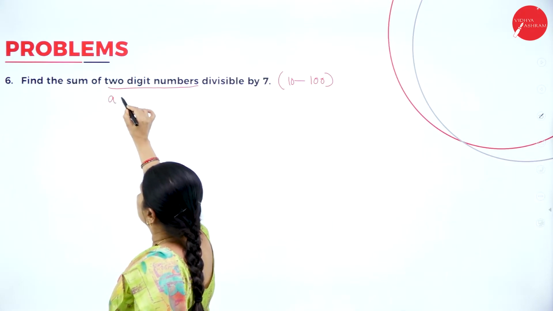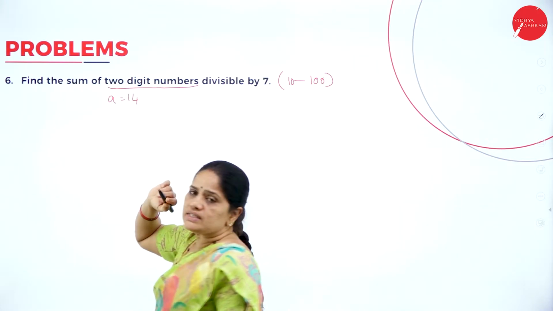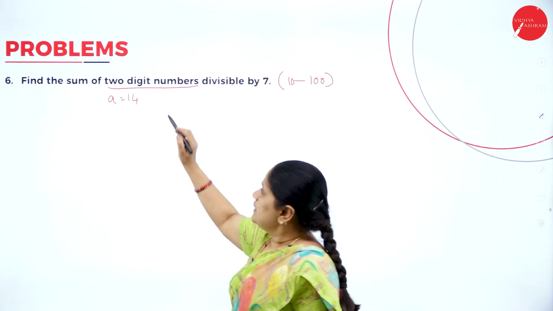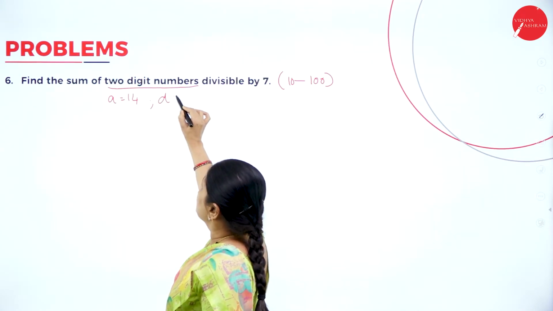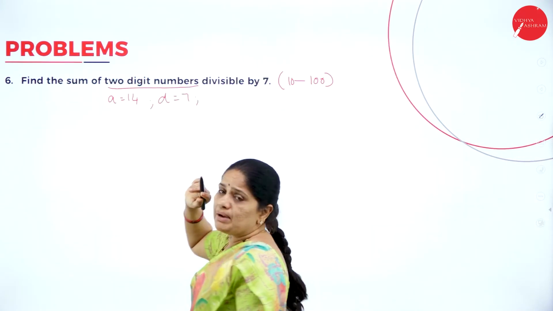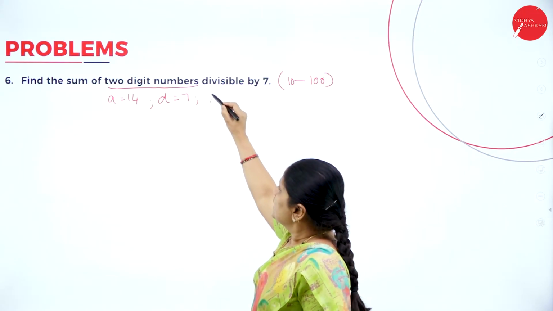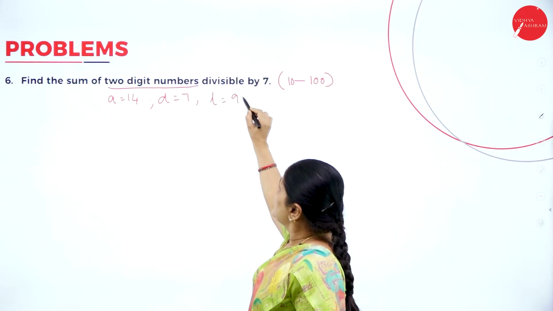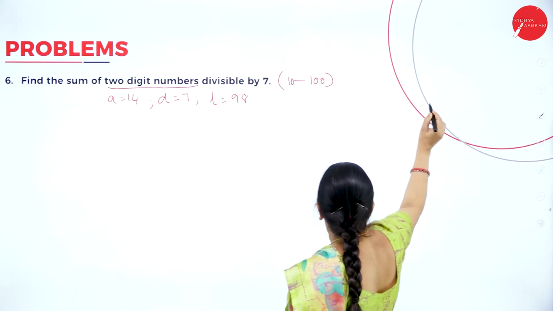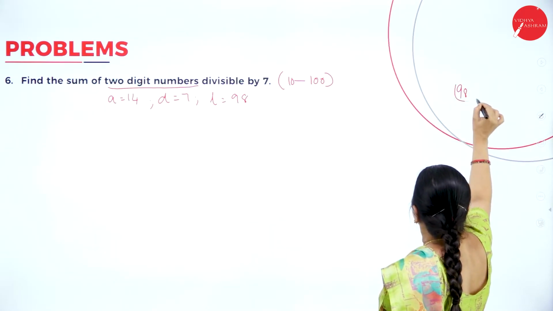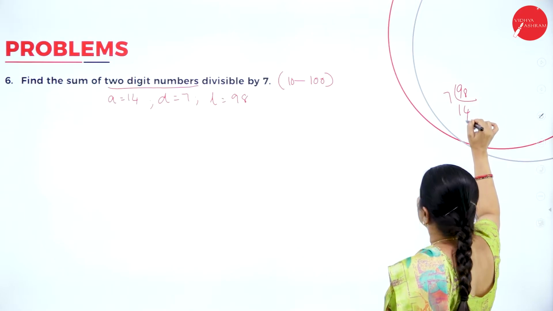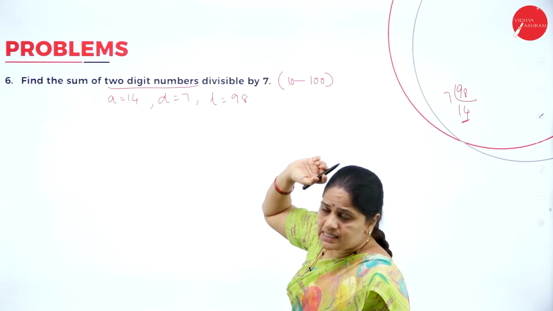So we know that the first term is 14, which is divisible by 7. Then we also know that D equals 7 because it is a multiple of 7. Then the last term will be 98. If you divide 98 by 7, 7 fours are 28, so 98 is divisible by 7.